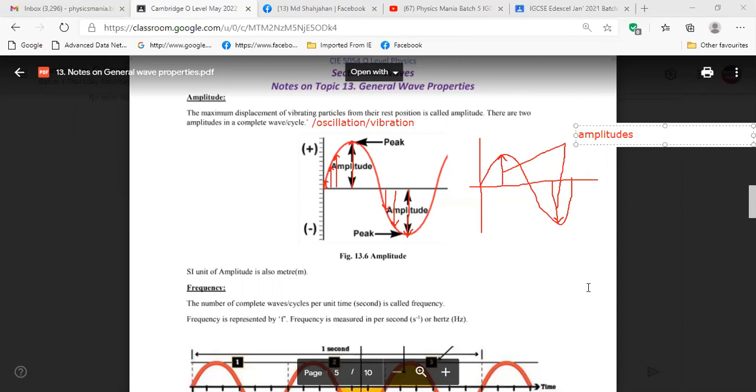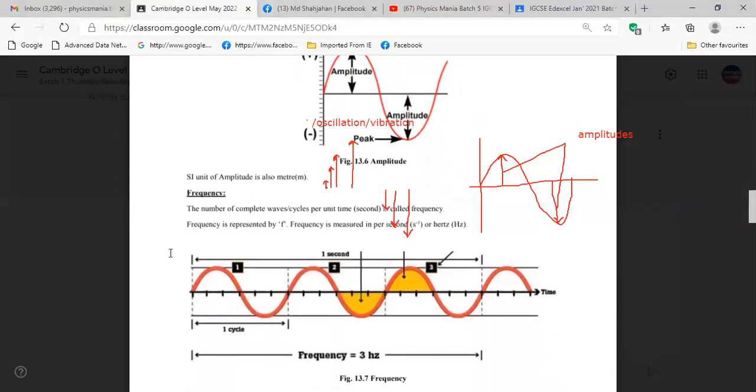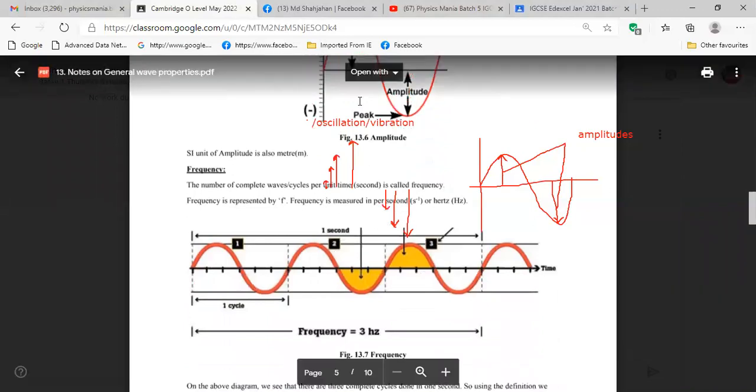So amplitude is done, right? Yes, sir. Then after that we have frequency. Write the heading frequency and try to understand what frequency is. You might know it before, right?